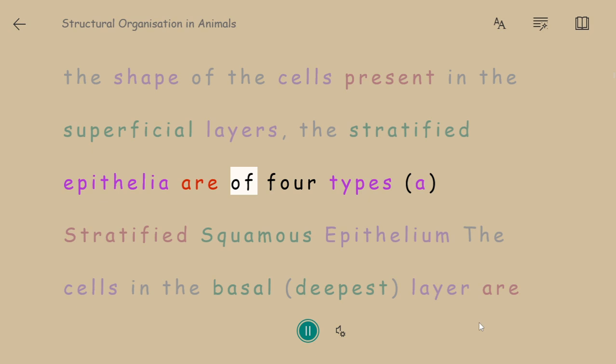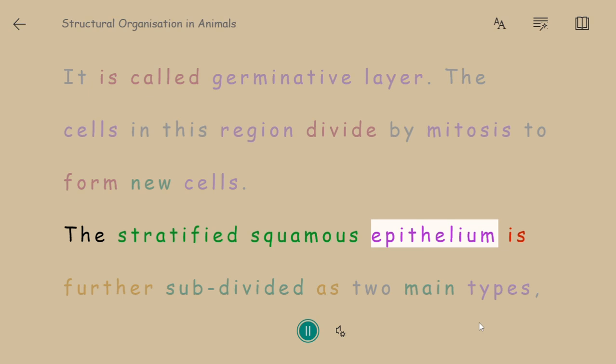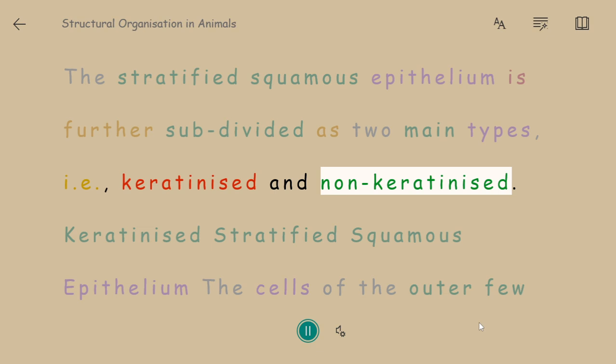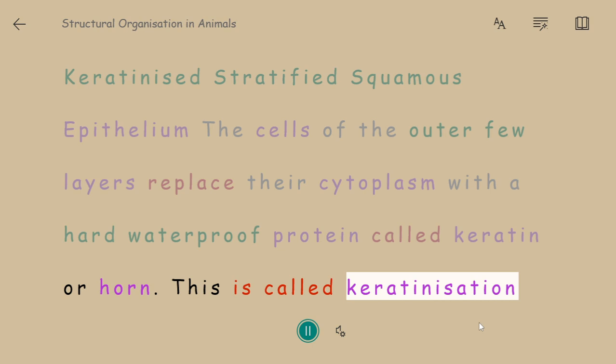The cells in the basal, deepest, layer are columnar or cuboidal with oval nuclei. It is called the germinative layer. The cells in this region divide by mitosis to form new cells. The stratified squamous epithelium is further subdivided into two main types, i.e., keratinized and non-keratinized. Keratinized stratified squamous epithelium. The cells of the outer few layers replace their cytoplasm with a hard waterproof protein called keratin or horn. This is called keratinization or cornification.